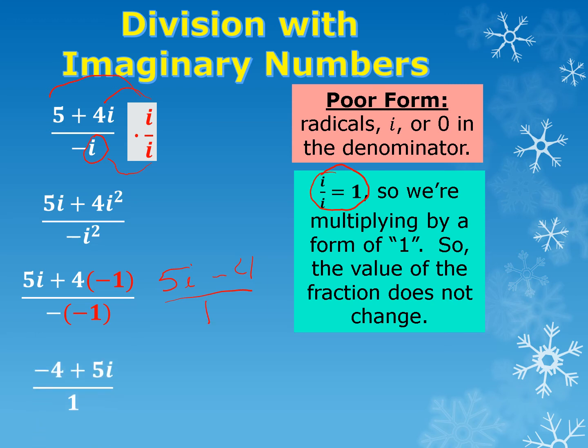But remember, we can't have it in that form. That's not a plus bi form. So I switch it around, and that becomes negative 4 plus 5i over 1. Well, putting something over 1 is kind of pointless unless you're multiplying. So I'm going to change it to be just negative 4 plus 5i.